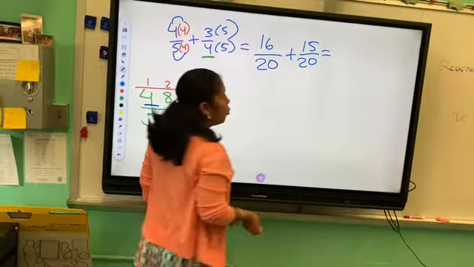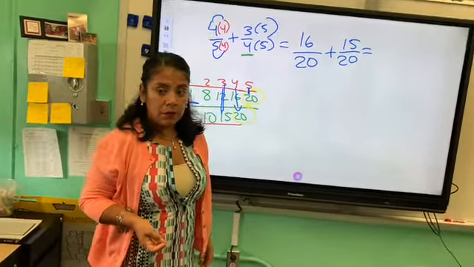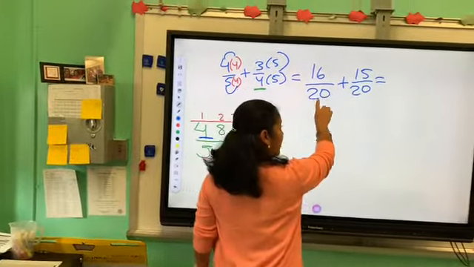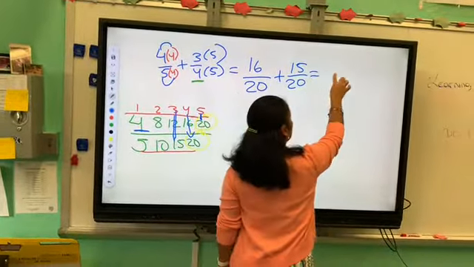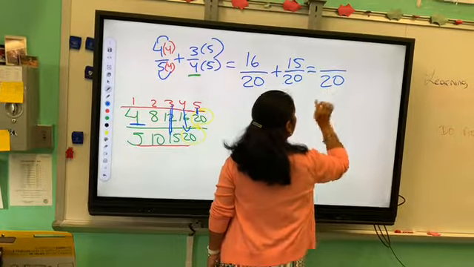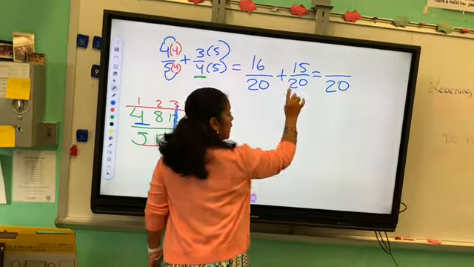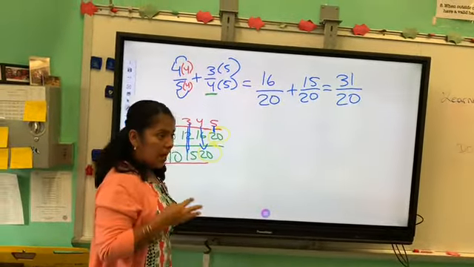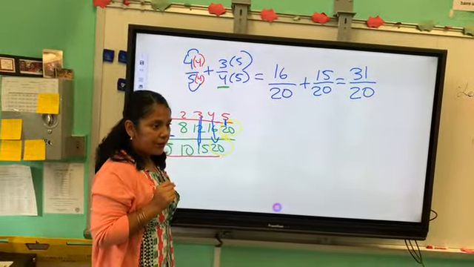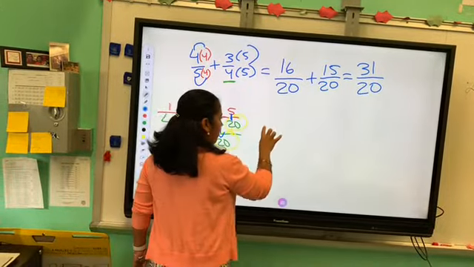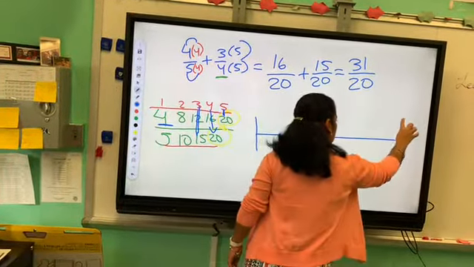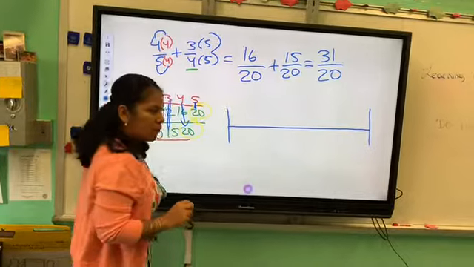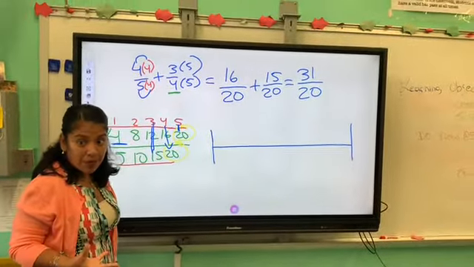Once I do that, I'm going to add this up. Denominators are the same now. Now I brought it out. This will give me, denominator stays the same. 16 plus 15 will be equals to 31. I have an improper fraction there. But I also want to make sure that my improper fraction, if I create my number line, I want to make sure that that improper fraction is going to change to a mixed number.